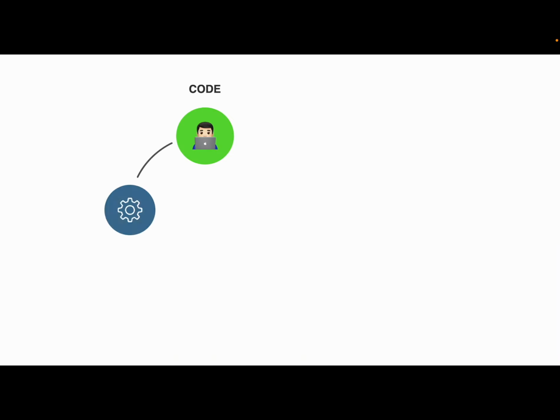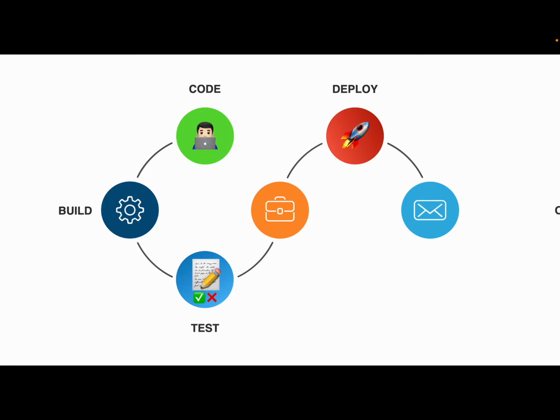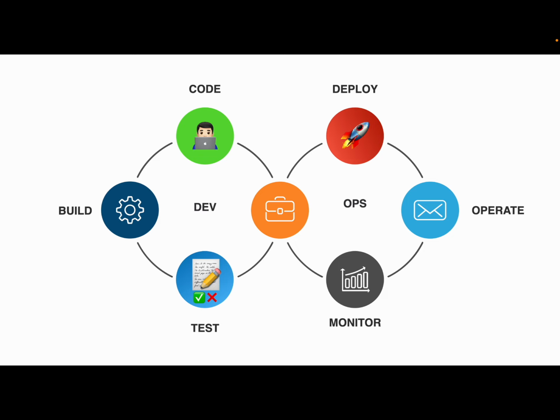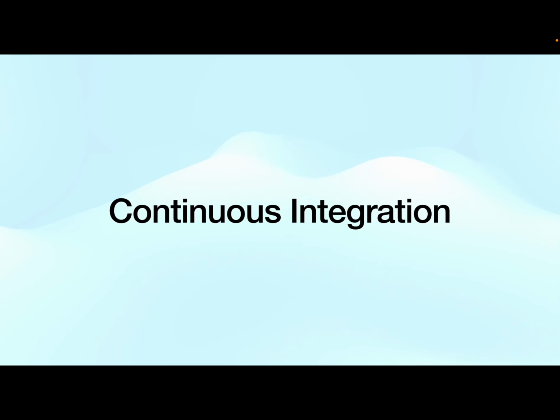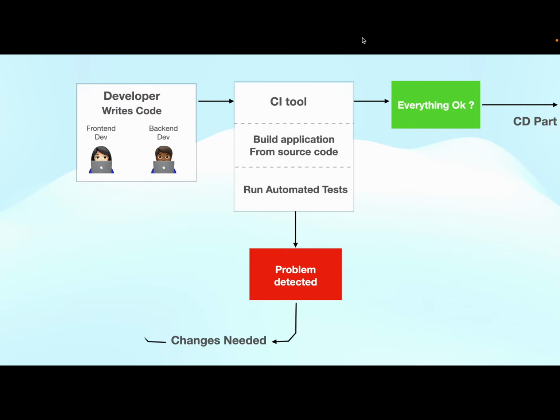DevOps is a set of practices to code, build, test, deploy, operate and monitor your application. One of the core principles of DevOps is continuous integration, in which developers commit their code on a daily basis to a repository. Each commit will trigger one CI workflow. It will show whether the code is compatible or not with the system. If it is compatible, it will deploy the application onto a web server.